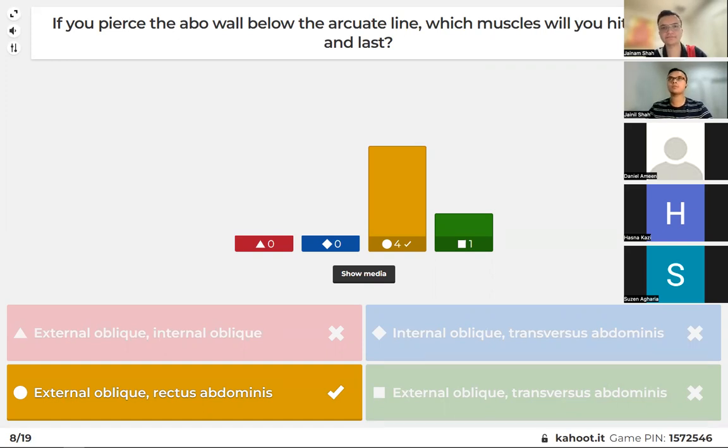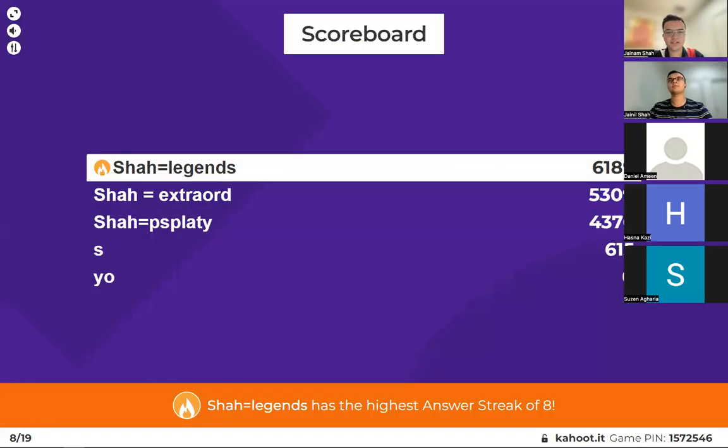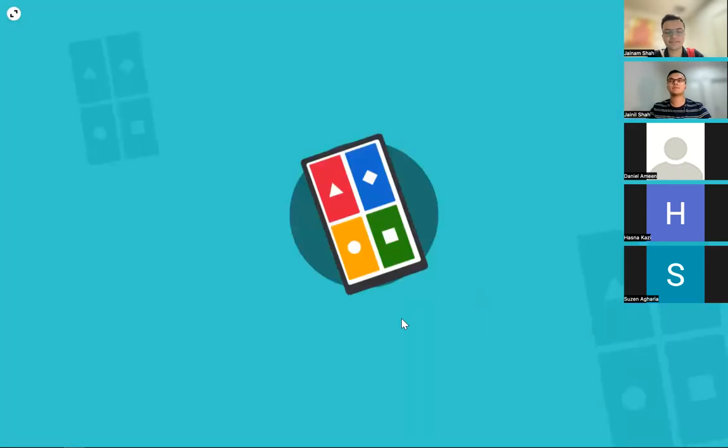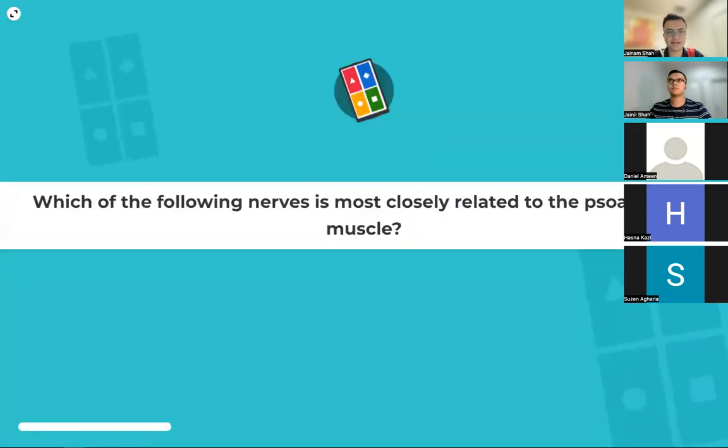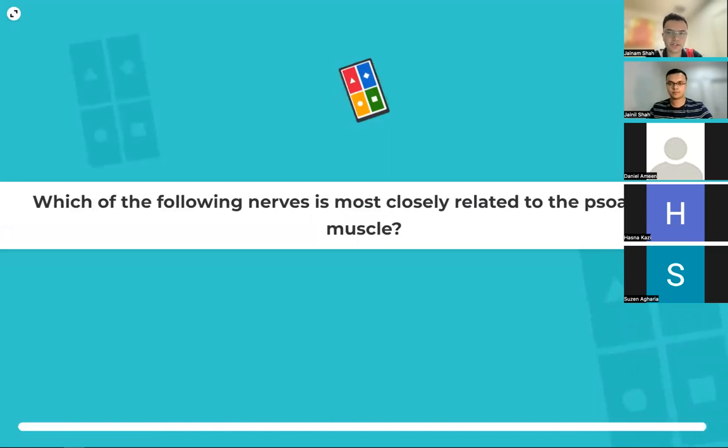All right. I apologize, guys. Only a couple more anatomy questions to go, I promise. Which of the following nerves is most closely related to the psoas major muscle?